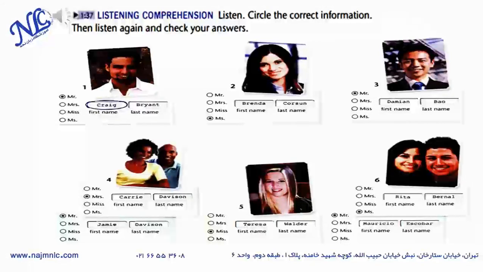Now listen again and check your answers. 1. What's his first name? Circle his first name. 2. What's her last name? Circle her last name. 3. What's his title and his last name? Circle his title and his last name. 4. What's their last name? Circle their last names. 5. What's her first name? Circle her first name. 6. What's her title? Circle her title.